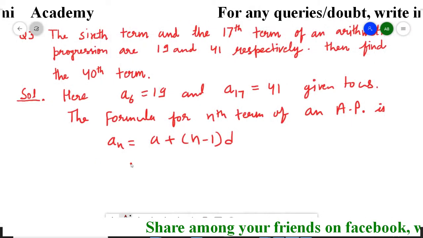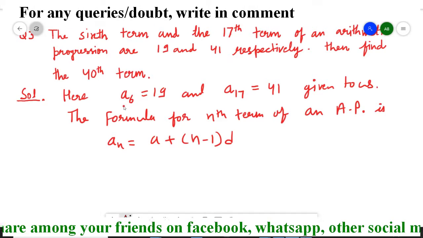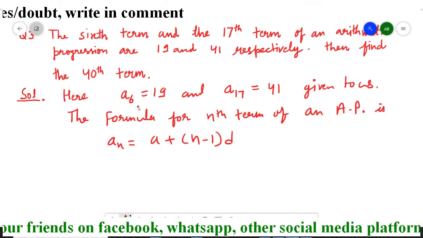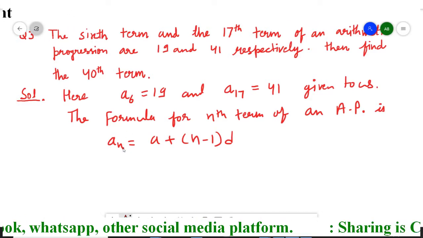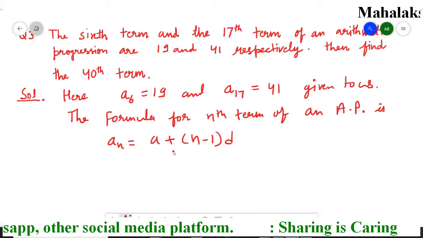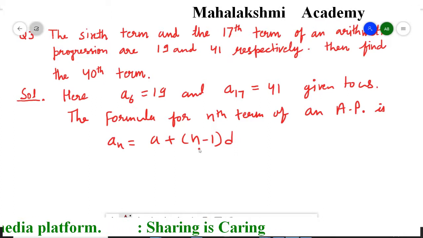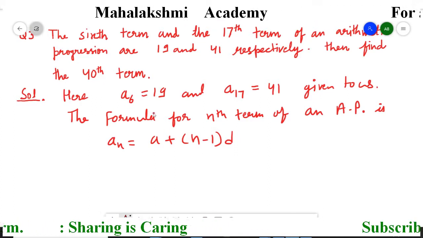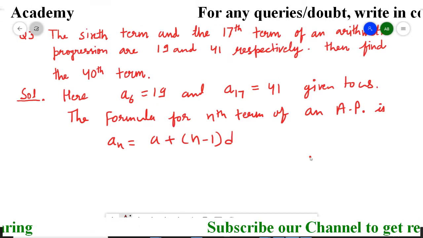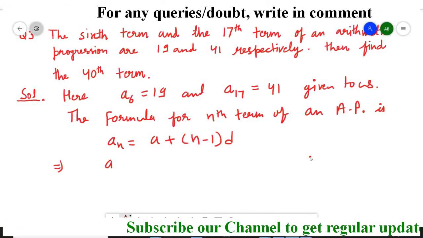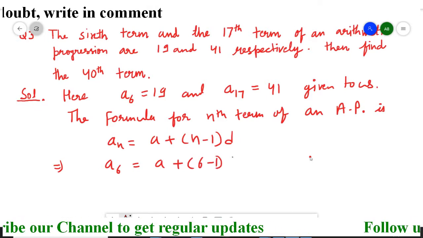Now here an means the nth term, a means the first term of the AP, and d means the common difference. So in this formula we don't know a, we don't know d, but for the 6th term, n is 6, because we have to write a6. n is representing the position of the term in the sequence. So one by one we have to use it. We'll write a6 is equal to a plus 6 minus 1 d.